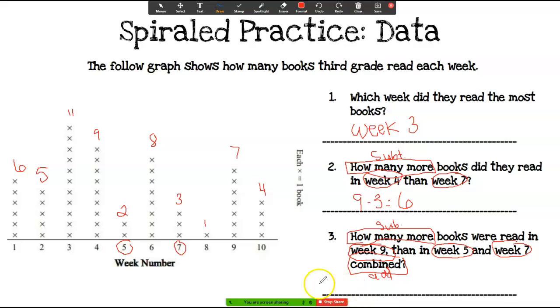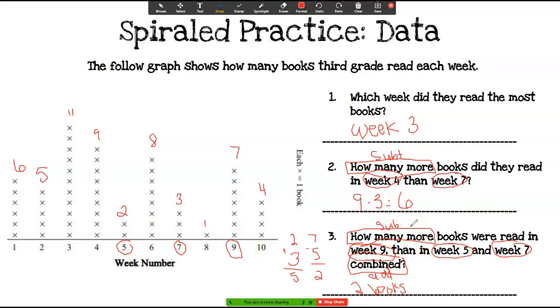So we're going to add 2 plus 3. Okay, so 2 and 3 is 5. Now 5 is not my answer because I still need to find out how many more from week 9. So now I have 7 minus my other answer of 5. 7 minus 5 is 2. So that would be 2 books. Okay, so that was a 2-step problem.